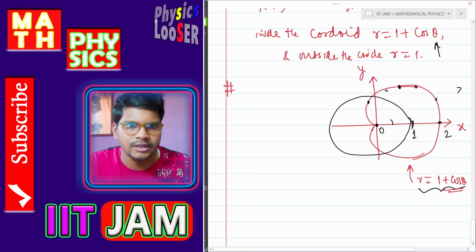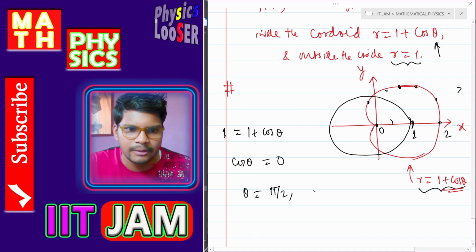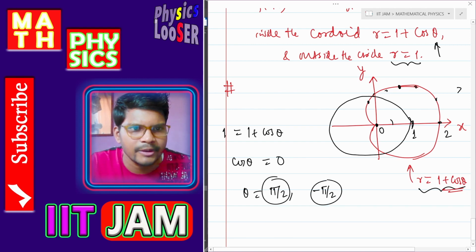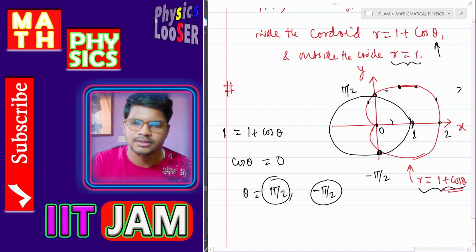So I can simply say that the circle of radius r is 1, and the cardioid is 1 plus cos theta, so I can write 1 is equal to 1 plus cos theta, and hence cos theta is 0, so theta will become plus pi by 2 and minus pi by 2. So they will intersect at plus pi by 2 and minus pi by 2. Plus pi by 2 is over here and minus pi by 2 is over here. My drawing is bad, that's why you cannot see it well, but at theta pi by 2 and minus pi by 2, it will cut.